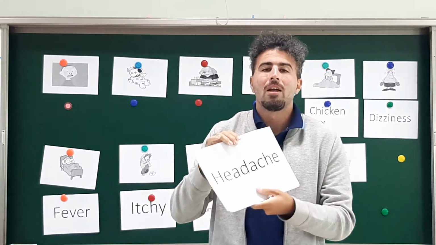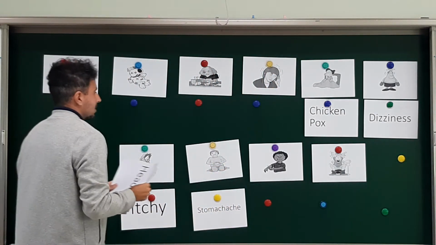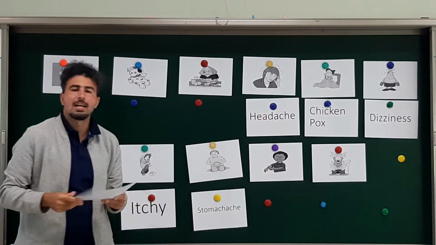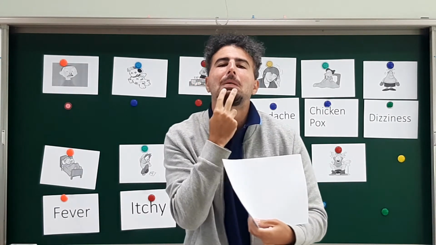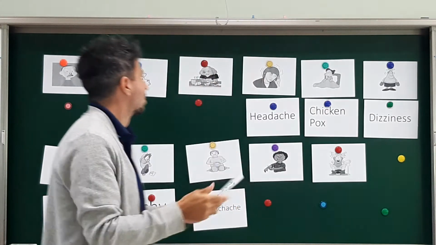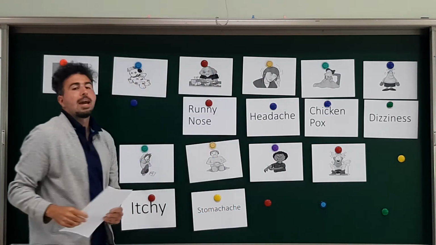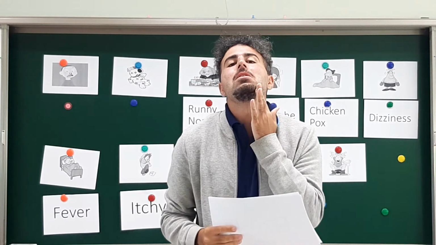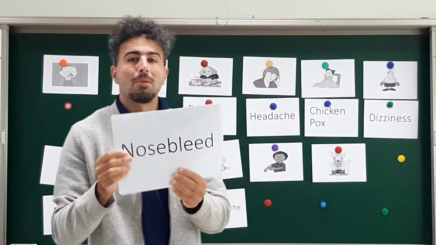Headache is, where is it? This one here. Headache. The next one. When it comes all the way down here, it's a runny nose. And runny nose is this one here. And the next one is when the blood starts to come and choke it all the way down here, it is a nosebleed.